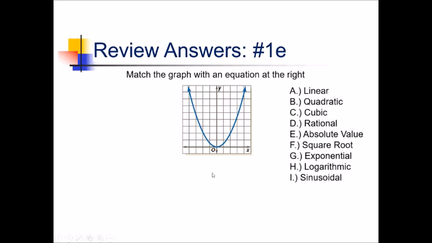On this problem, I'm trying to identify what type of function this is. Now this is a parabola. It's a U shape. And we know that only quadratics or at least even-powered functions would make this kind of shape. Since we don't have a more general even-powered choice, we're going to go with the closest thing, which is quadratic, and that's choice B.